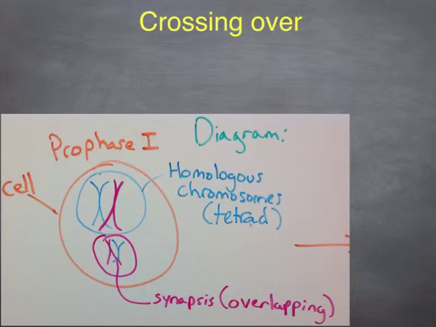Crossing over is the process that occurs during prophase 1, when homologous chromosomes overlap in a process called synapsis. During this overlapping, or synapsis, homologous chromosomes trade pieces of DNA, at least one gene length of DNA.